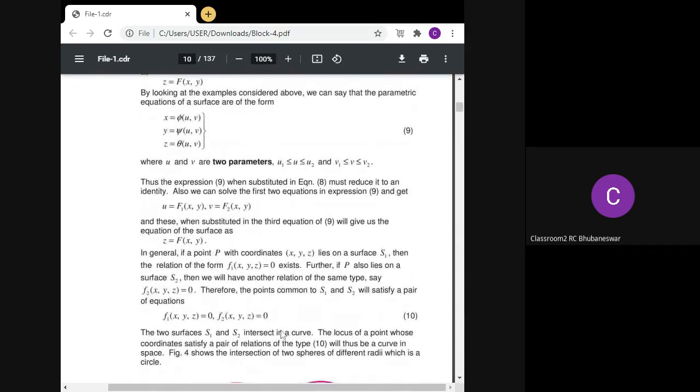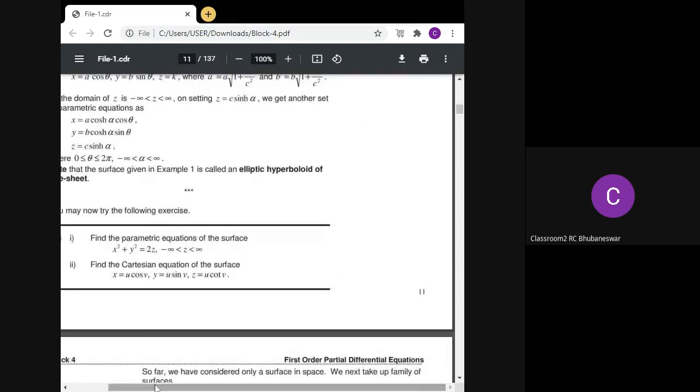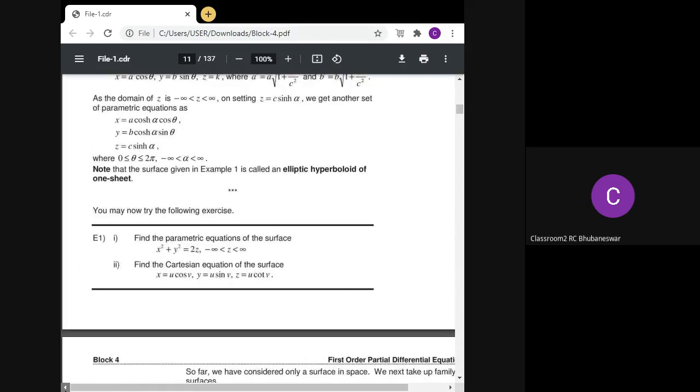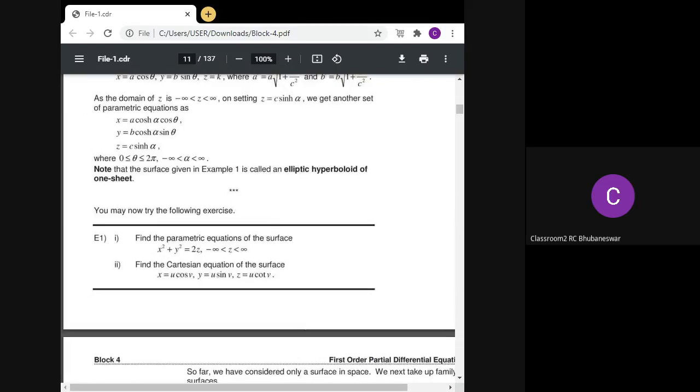Finally, this is another expression: u can be expressed as capital F of x, y and v can also be expressed as capital F of x, y. That means there are several ways to represent the equations of curves and surfaces in three-dimensional space. We can define them using two parameters according to our requirement. These are some procedures for converting equations of three variables into two-variable form. Now let us move to the main point of this particular topic.